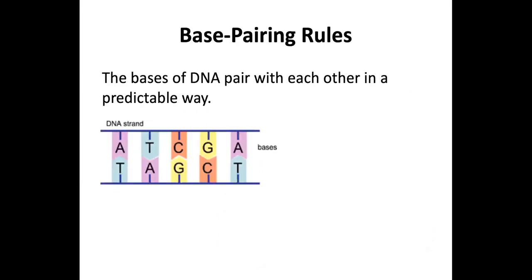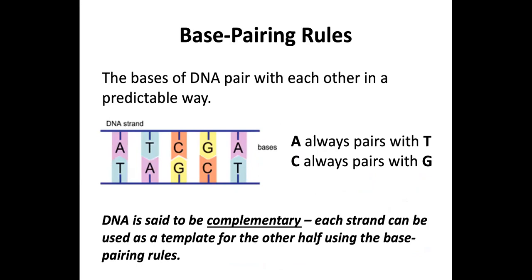Okay? So, bases in DNA are going to pair in a specific way, like I just said. A to T, C to G. T to A, G to C. So DNA is considered to be complementary, which means that each strand can be used as a template for the other half when we use the base pair rules. So if you're given a strand of DNA, you have to be able to give the complementary strand.